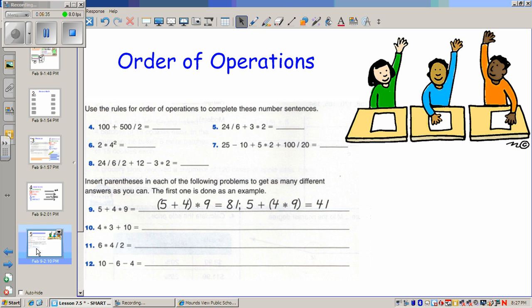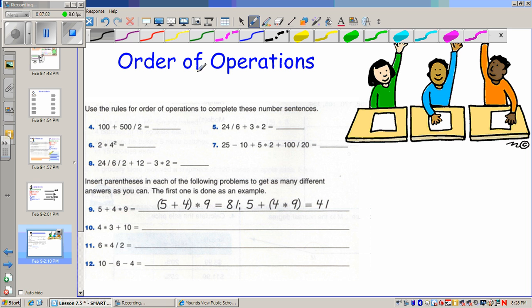Use the rules of order of operations to complete these number sentences. Okay, so again, please excuse my dear Aunt Sally. So if I look at the first one here, I do not have parentheses and I do not have exponents, but I do have division or multiplication. So 500 divided by 2 is 250. So I would do 100 plus 250. So that would change things. So I would write down 250 on my line.